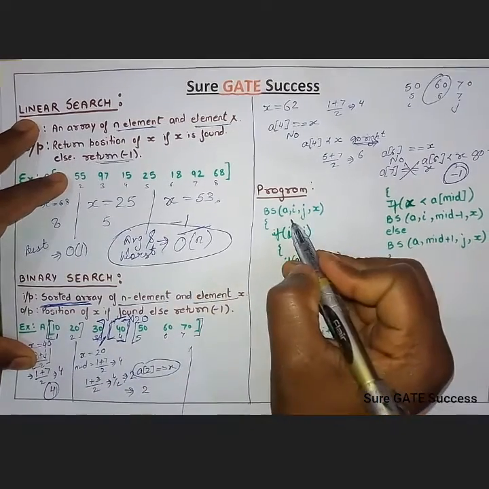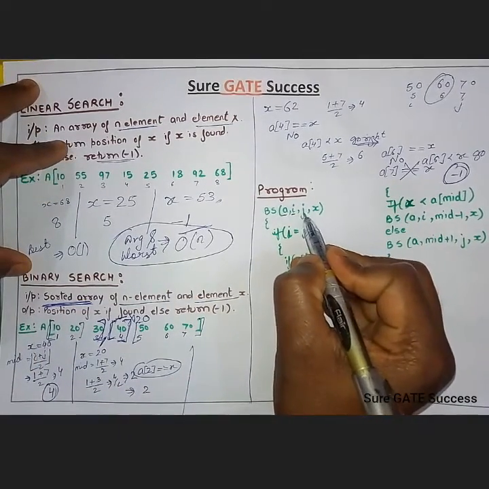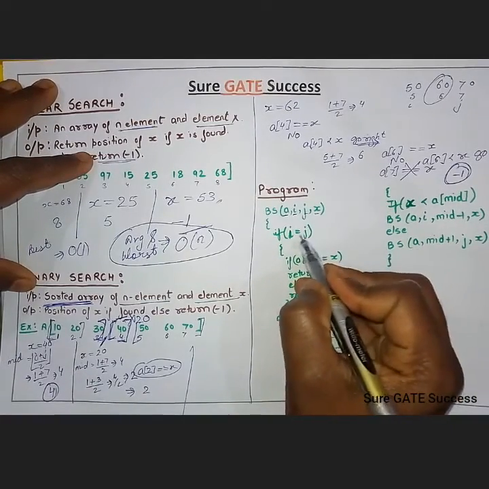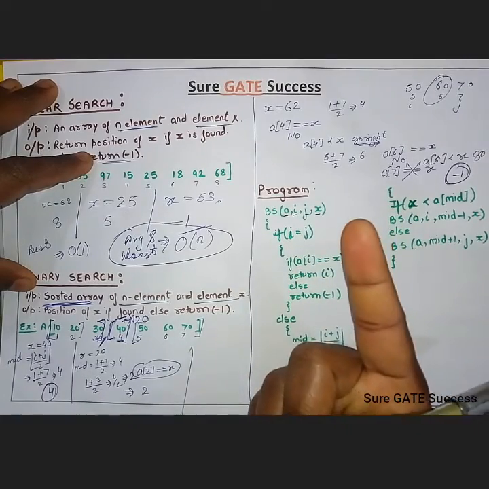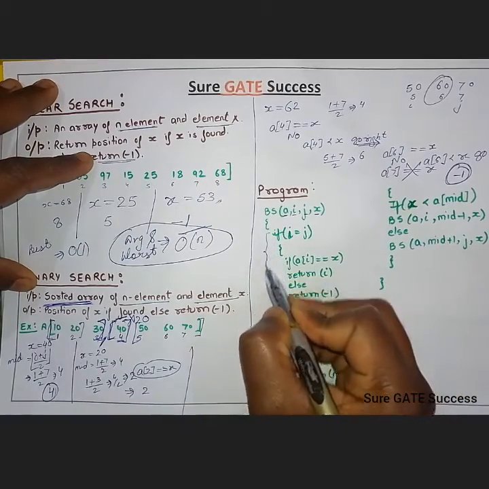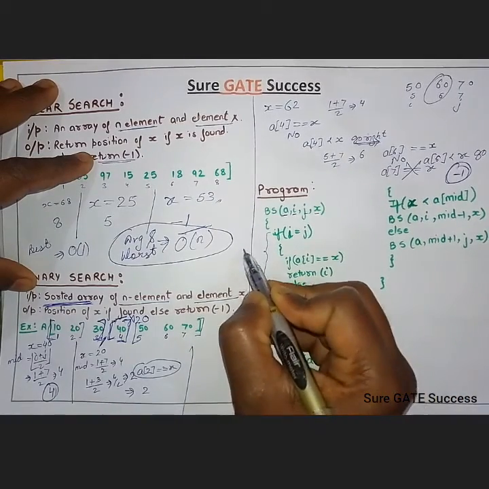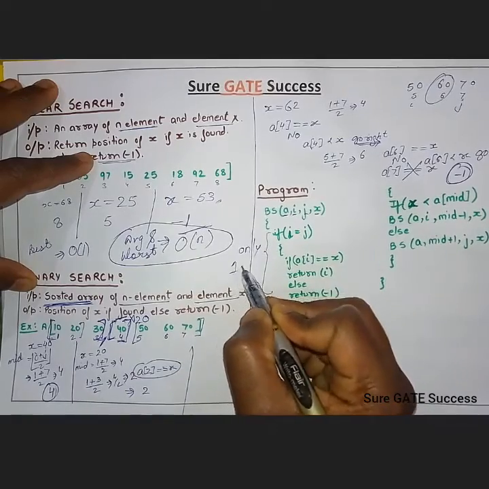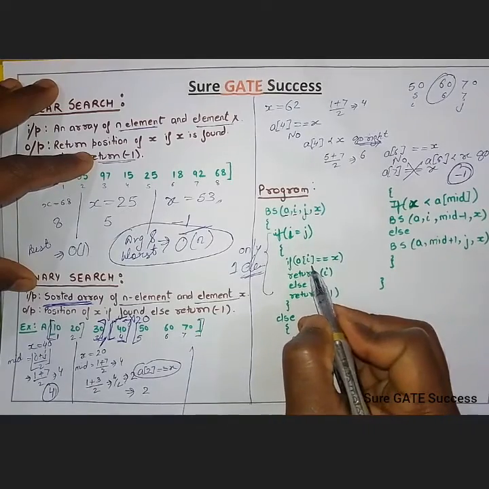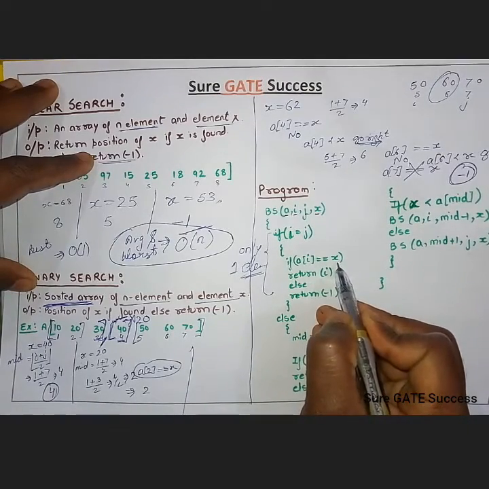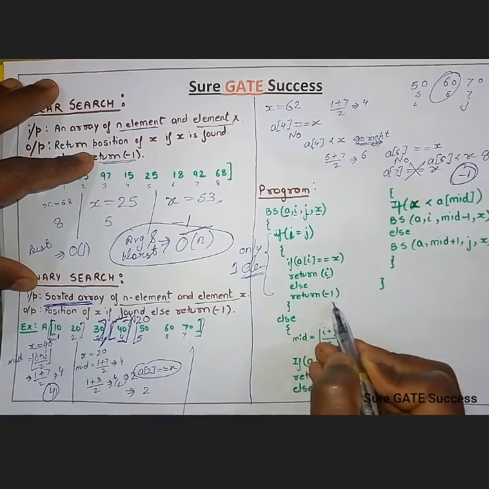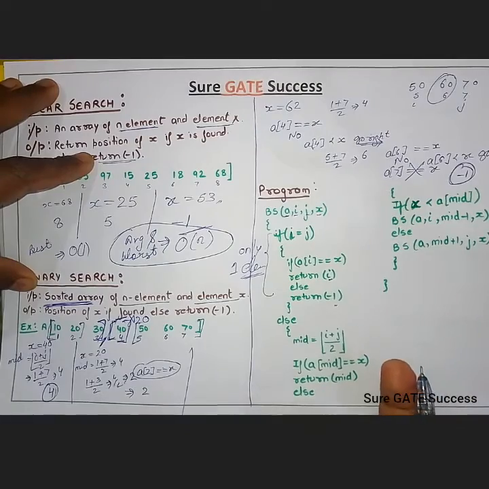So let's come to the program. A is an array, i is the starting address, j is the last address, and x is the element. If i is equal to j, that means there is only one element, so this case is only for one element. If the array contains only one element, we have to check whether it is equal to x. If it is equal to x, return the ith position. If it is not equal to x, return -1. This is what we did here.